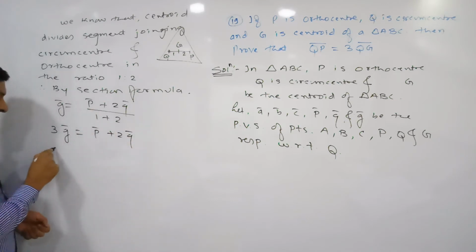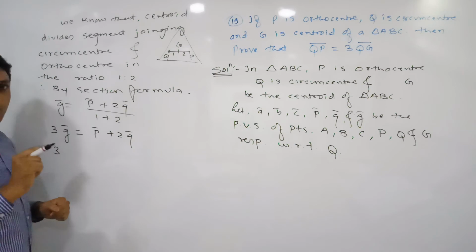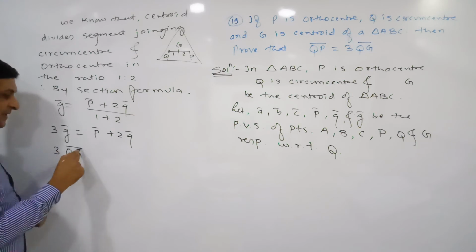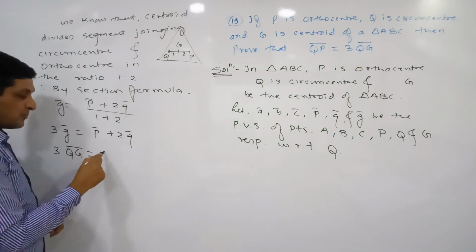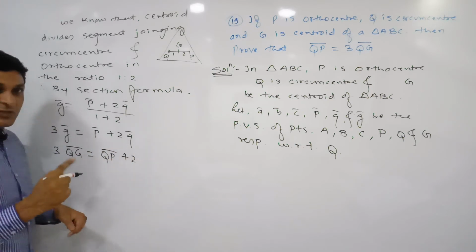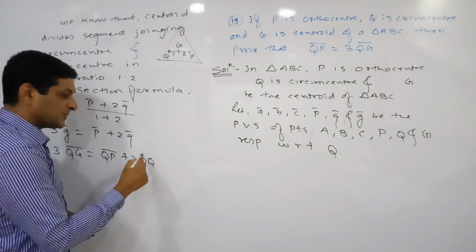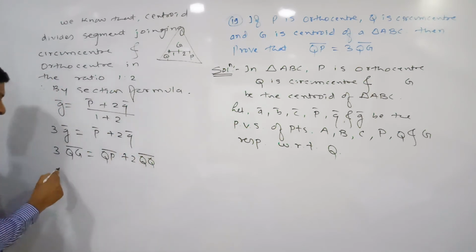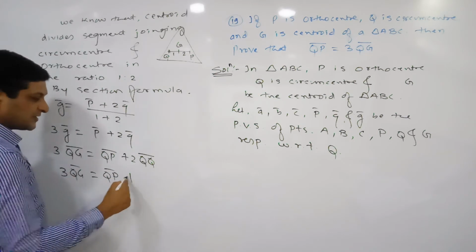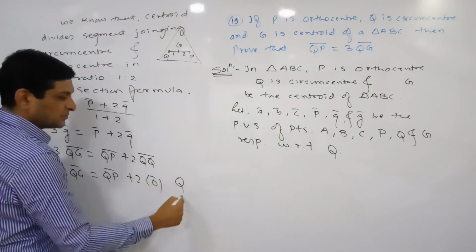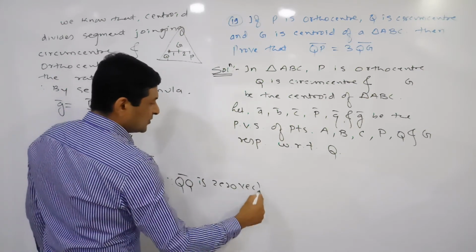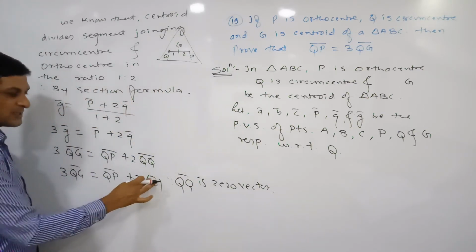Now we are substituting the values. 3, keep it as it is. G bar is the position vector of point G with respect to Q, means G bar is QG bar. P bar is the position vector of point P with respect to Q, means P bar is QP bar. Plus twice Q bar, which is the position vector of point Q with respect to itself, means Q bar is QQ bar. So 3 QG bar equals QP bar plus 2 into 0 vector. Here give the reason that Q bar is the 0 vector, because its magnitude is 0.